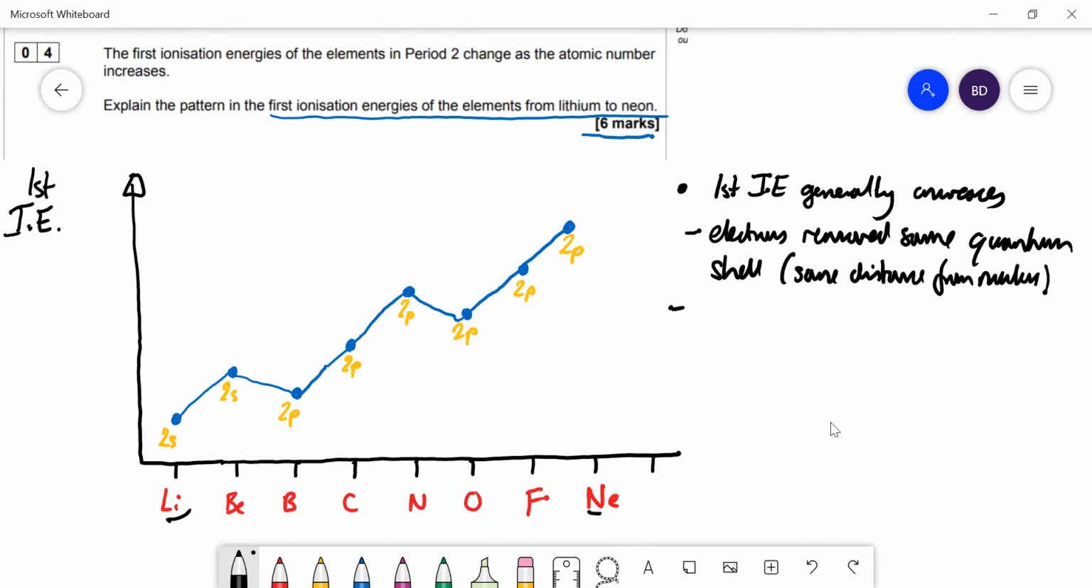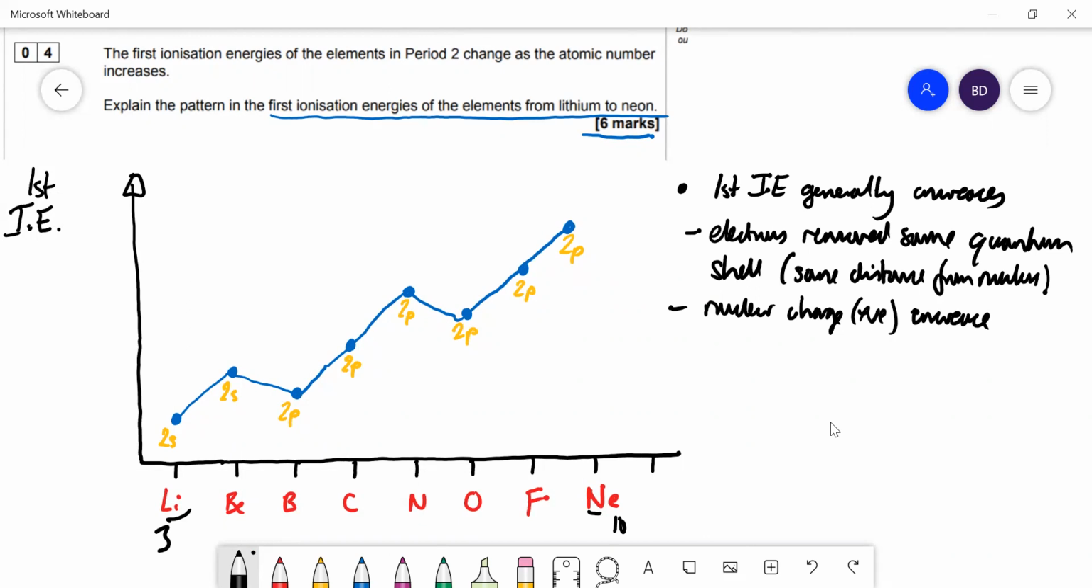Okay, but why does it increase as you go across? Because the nuclear charge is increasing. The positive pull of the nuclear charge, the positive charge holding onto those negative electrons, increases. The nuclear charge increases as you go across. Lithium has 3 protons, neon has 10. So it gets bigger.